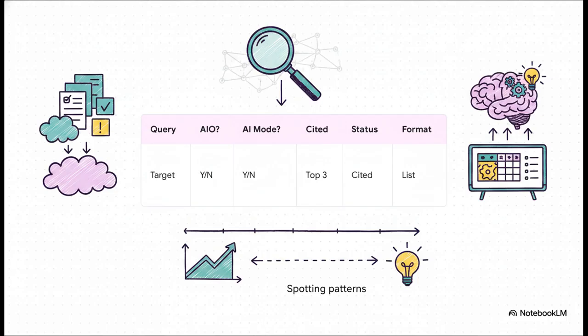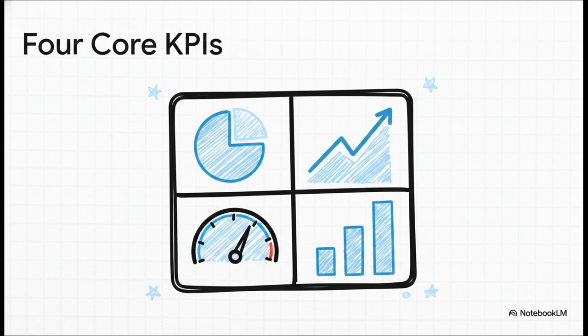You're going to track the query itself, whether an AIO is present, whether AI mode is present, the top 3 cited sources, your own citation status, did you get cited or missed, and finally, what specific format actually won? Was it a bulleted list, a step-by-step, a comparison table? Doing this manual diagnosis is incredibly powerful for spotting real patterns in what the AI actually wants to extract from your site.